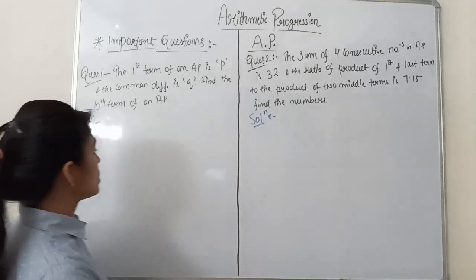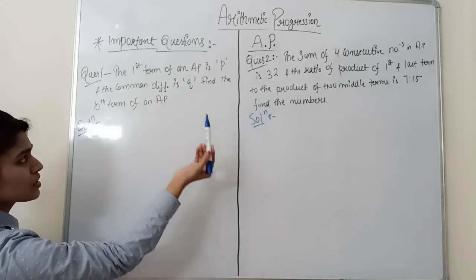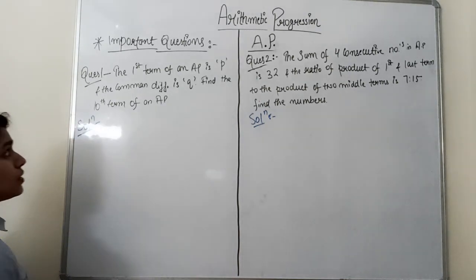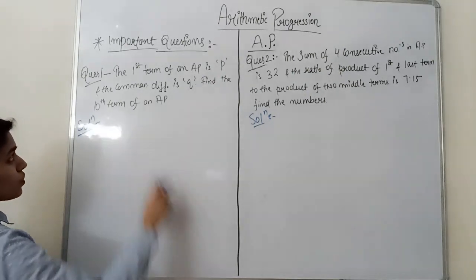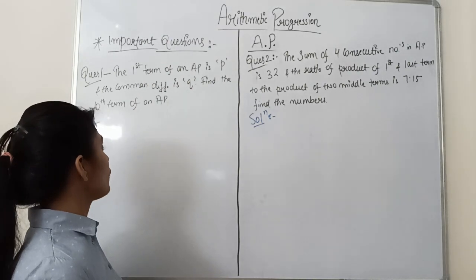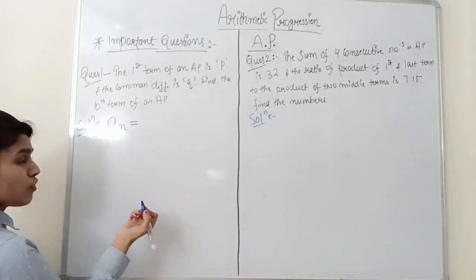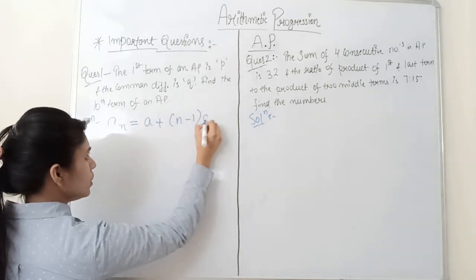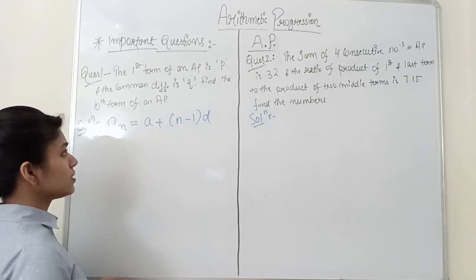Our first question: the first term of an AP is P and the common difference is Q. Find the 10th term of the AP. This 10th term is the nth term. It can be any term, but here the question asks for the 10th term. So we will apply the formula of the nth term of an AP: an equals a plus n minus 1 into d, which we discussed in our last session.